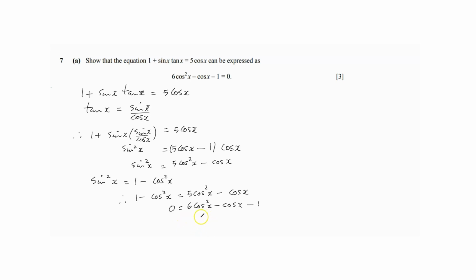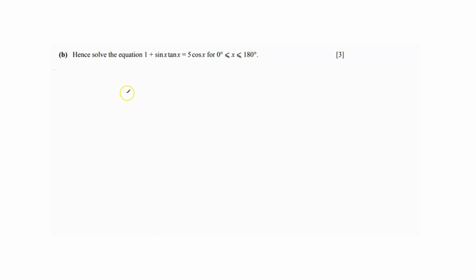Okay, so let us move on to part B now. So in part B, you are required to solve the equation 1 plus sine x tan x equals 5 cos x in the range x is less than or equal to 180 and greater than or equal to 0. But we know that this equation was reduced to 6 cos squared x minus cos x minus 1 equals 0. Therefore, we can solve this equation and find the value of x in the range given.